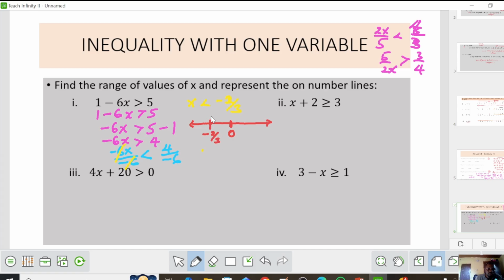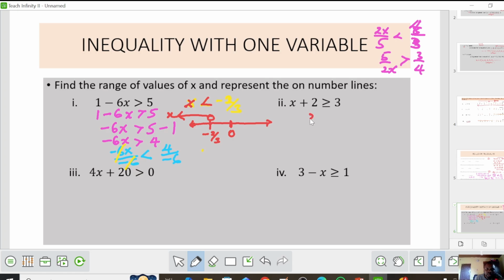Then on top of it, extend it further. Because this number is strictly less than, there is no equality there. X is less than this. Always read from the unknown, don't read from the number to the other side. X is less than this. Less will go to the left. Let me move to the left-hand side. So the arrow will move to the end. Then you put your x. That shows that x is less than minus 2 over 3.